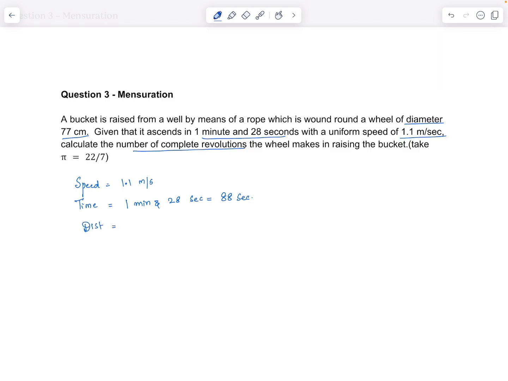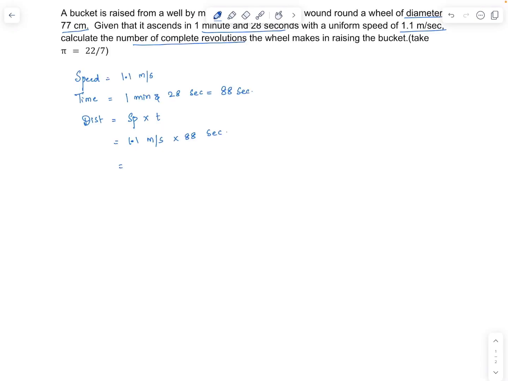Distance traveled by the bucket is speed into time, that is 1.1 meter per second into 88 seconds, which gives us 96.8 meters, that is 9680 centimeters. This is also the distance spanned by that wheel in n number of revolutions.